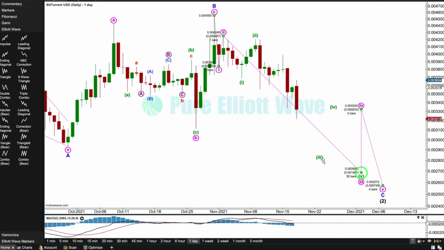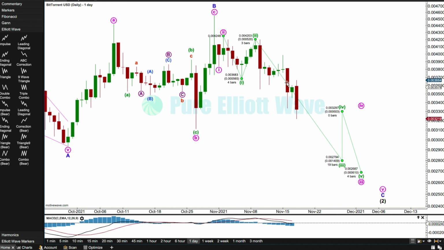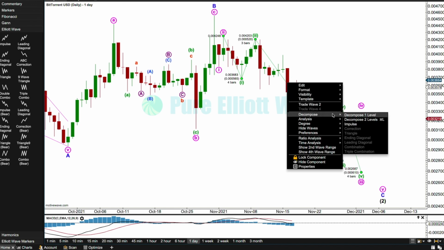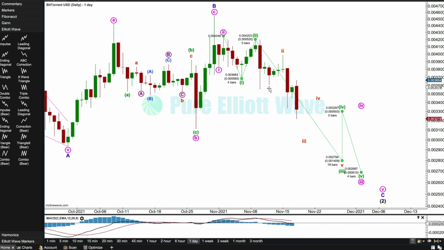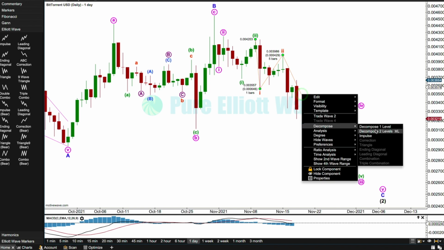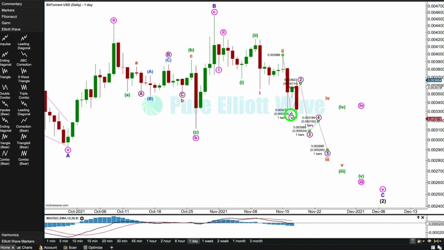So the conclusion is it's probably got further down to go to complete the structure for minus C. And I'll put that there. And I would expect some increase in downward momentum if this analysis is correct.